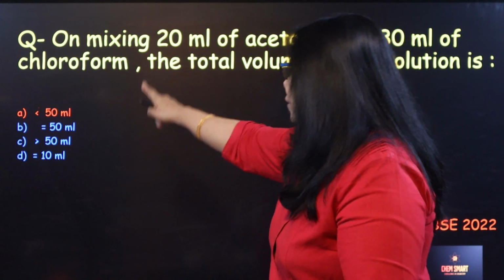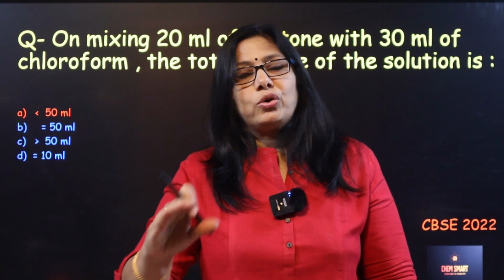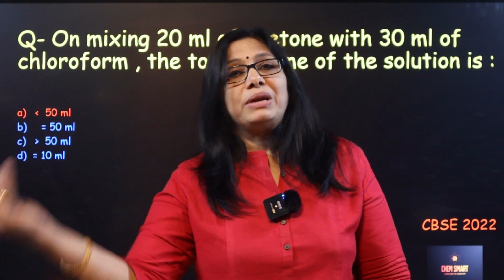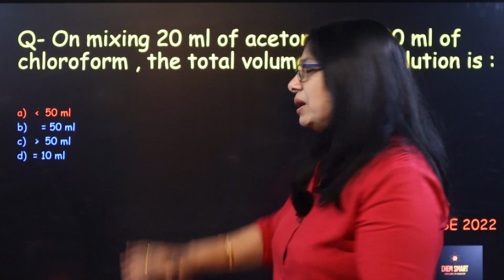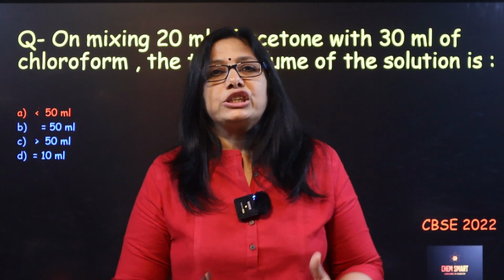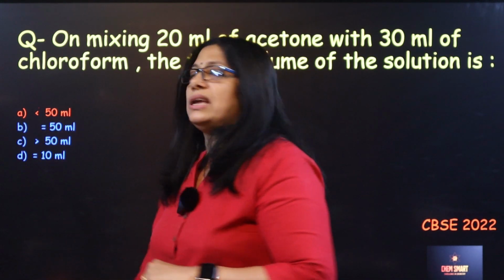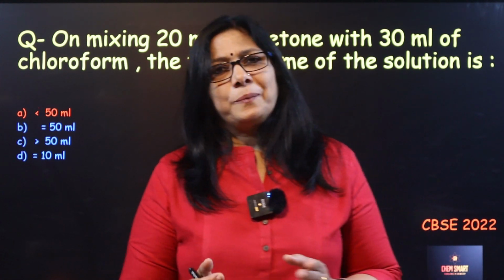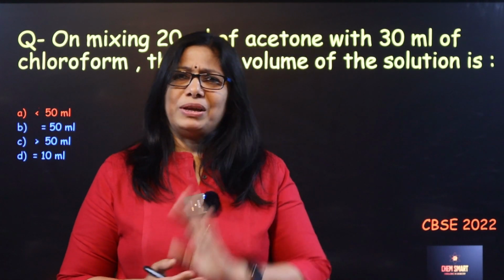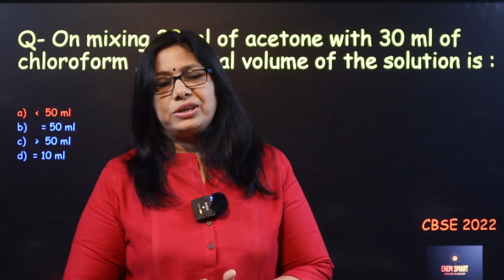So, because this mixture shows negative deviation, total volume after mixing should be less than 50 ml. Because before it was 20 plus 30, 50 ml. So after mixing, it should be less than 50 ml. So the correct answer is option A, less than 50 ml. Clear? It had a bit of application. Just connect it to the deviation that is mentioned. That's all.